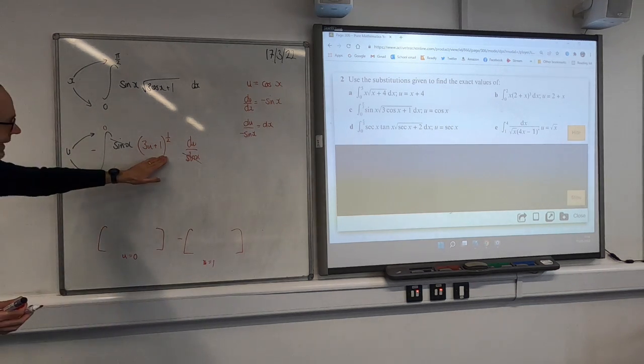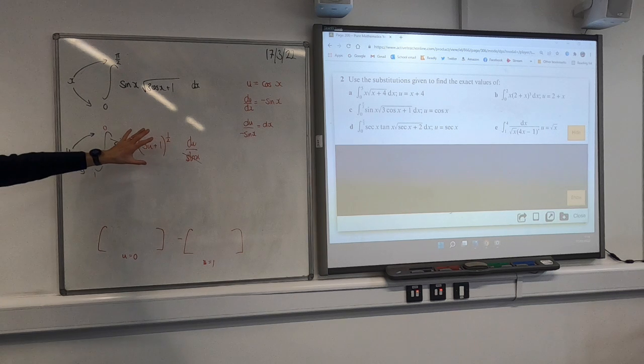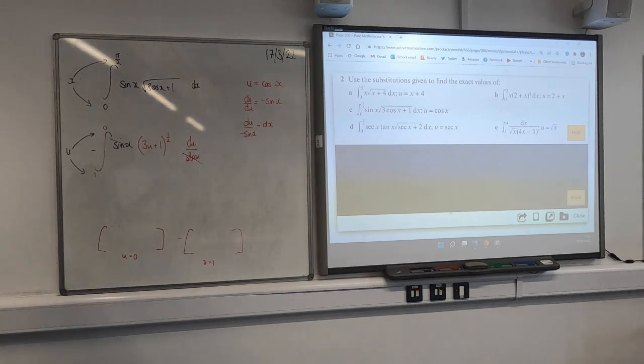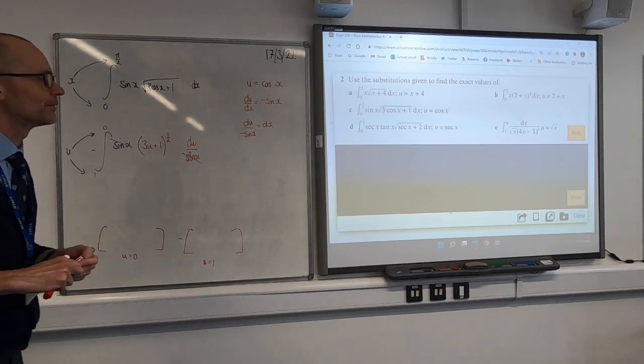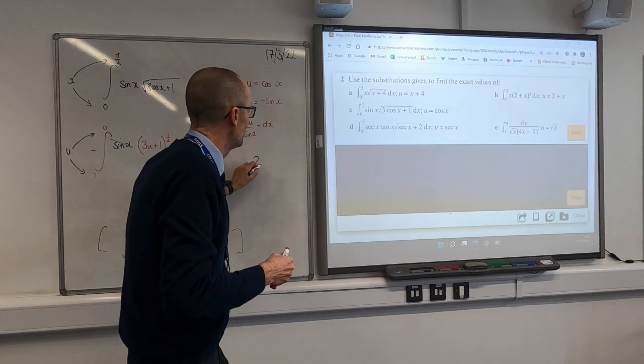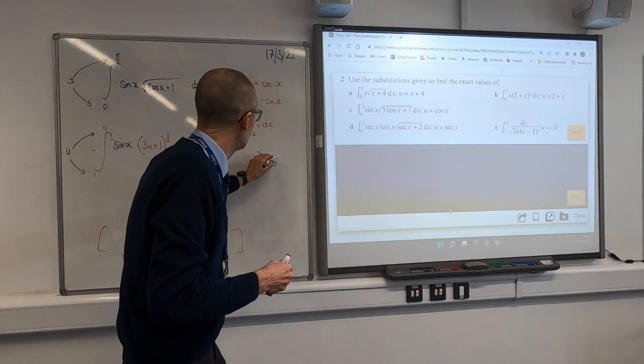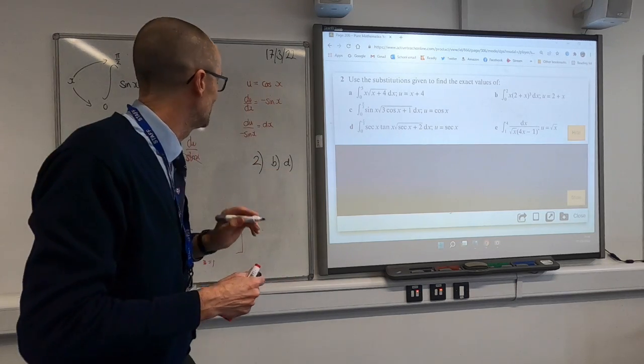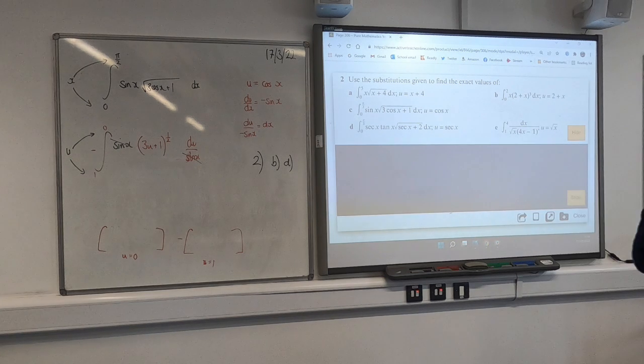So go on, have a go at doing that. Increase the power by 1, divide by the new power, and divide by what you get when you differentiate the brackets. We're integrating, so we're dividing, not multiplying, like we do when we differentiate. And then have a go at B and D. Remember, calculator in radians, and let your calculator do the hard work.